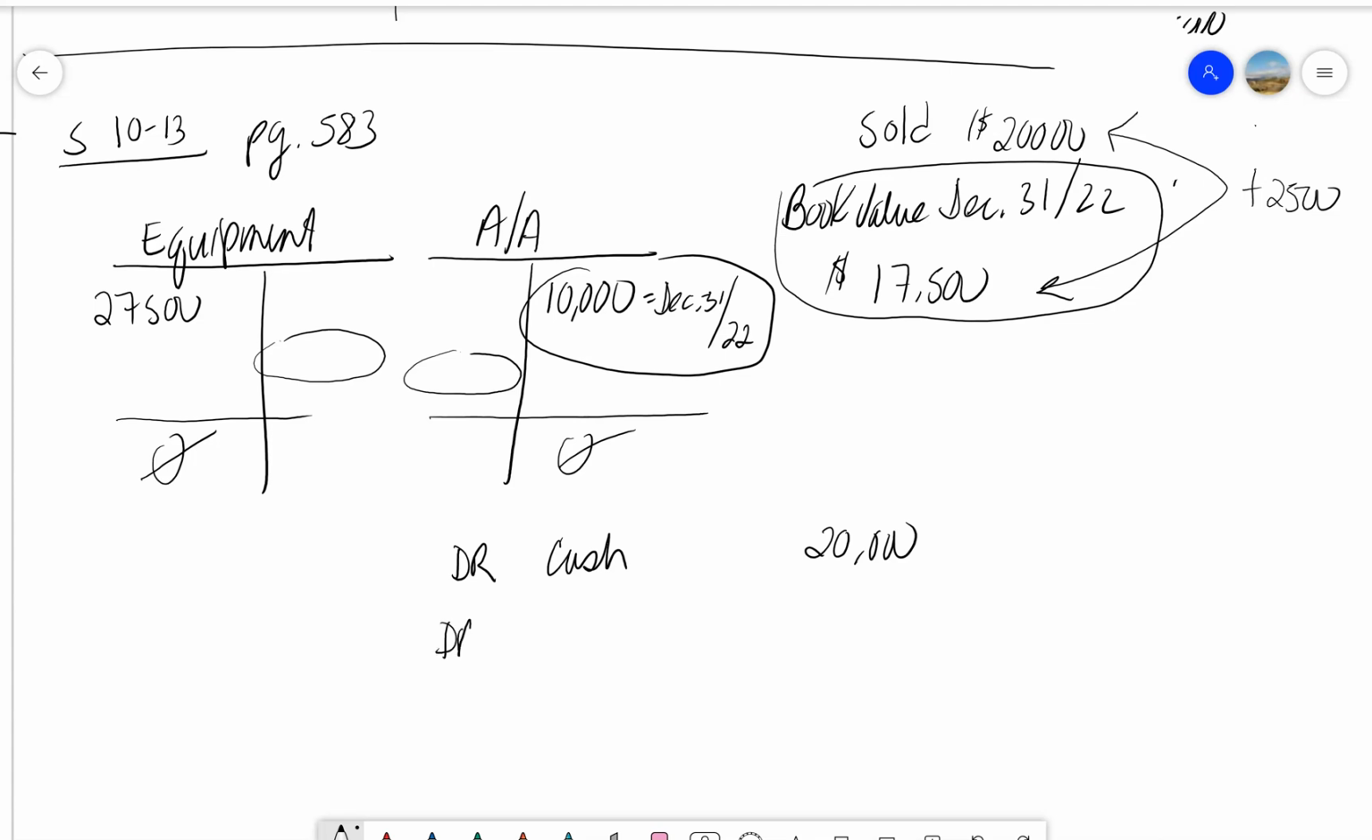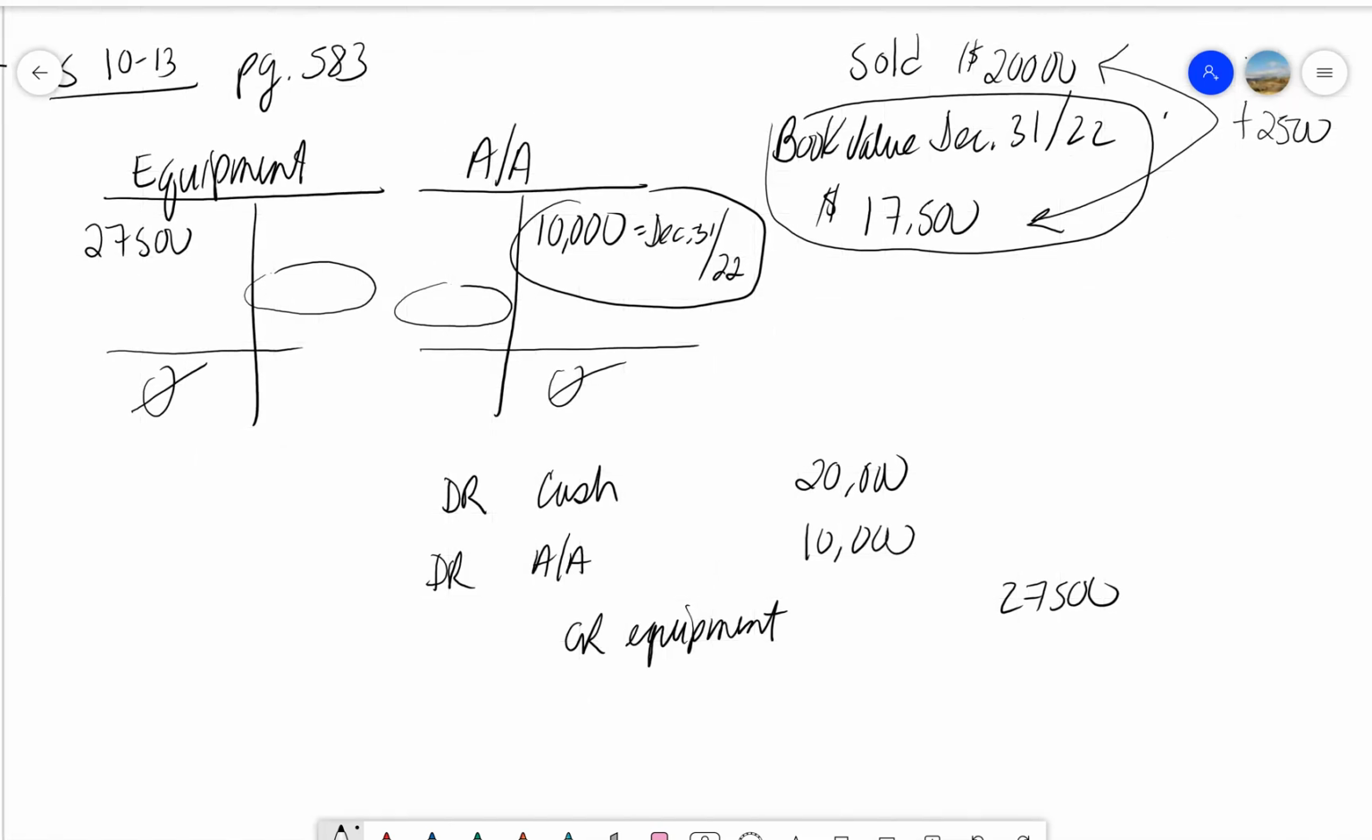So we're going to have to debit our accumulated amortization for $10,000. We're going to credit our equipment for the $27,500. Now, remember, every journal entry, debits must equal credits. So what are we missing here? We have $30,000 in debits. In order to get $30,000 in credits, we need an additional $2,500. That's the gain on the sale of the asset.